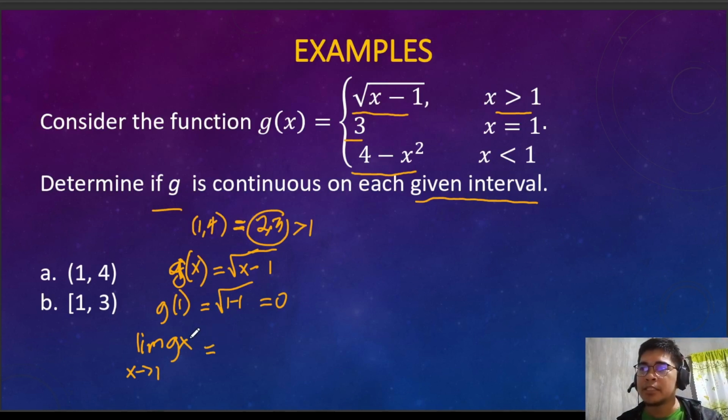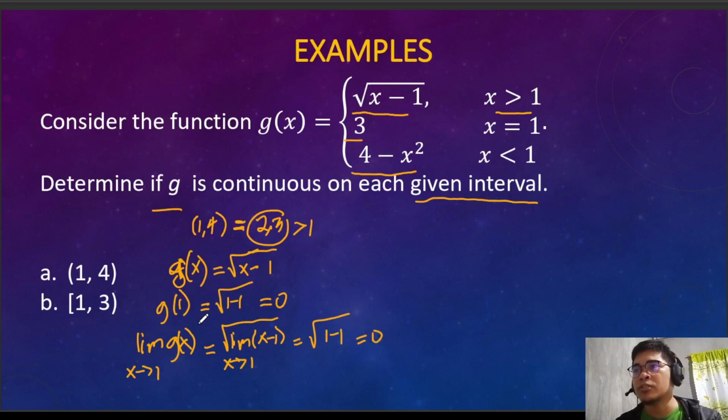So it should be the same as its g of a, right? So we have the limit of square root of x minus 1 as x approaches 1. So this is square root of 1 minus 1. The answer is 0. Since our g of a is equivalent to our limit of g of x, which is 0, therefore g is continuous on the open interval 1 and 4.